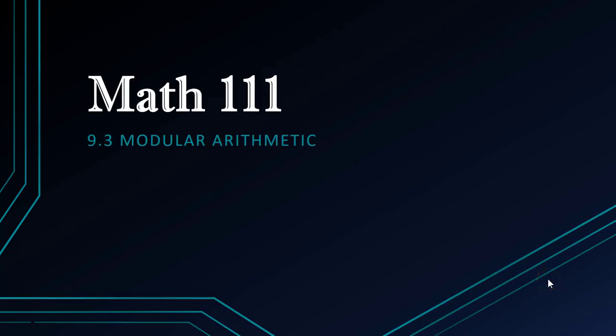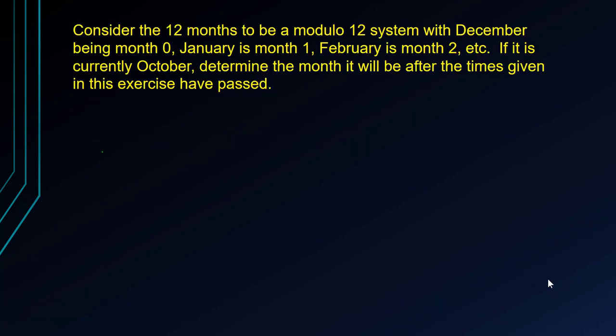So the first problem you were given as an example out of 9.3 is that you were asked to consider the 12 months to be a modulo 12 system, with December being month 0, January month 1, February month 2, and so on. That's actually a different setup than what the textbook had you do, because they wanted them all to be one off, basically. But I think you can make your own systems, starting places, where they make the most sense.